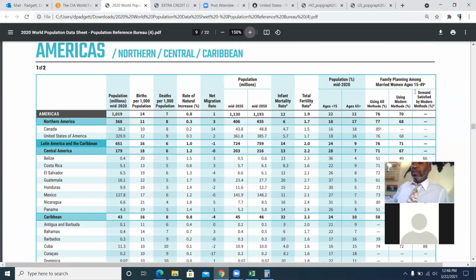And again, we can look at some other variables in this table, such as access to contraceptives, i.e. family planning. And you can see in the United States and Canada and in various parts of the Caribbean, access to contraceptives is relatively high.